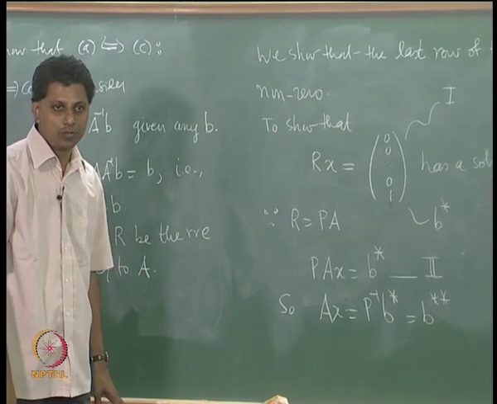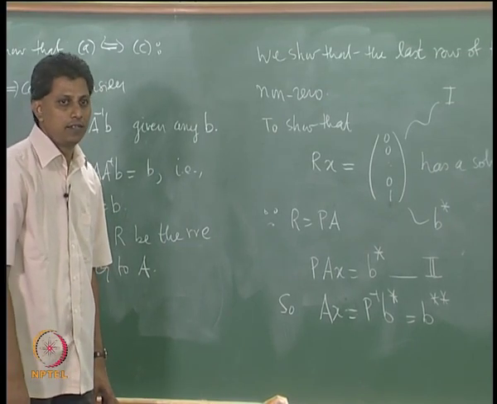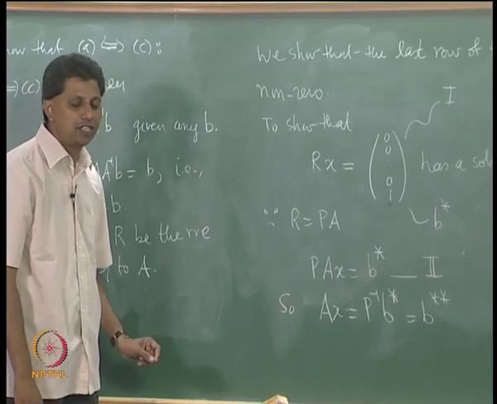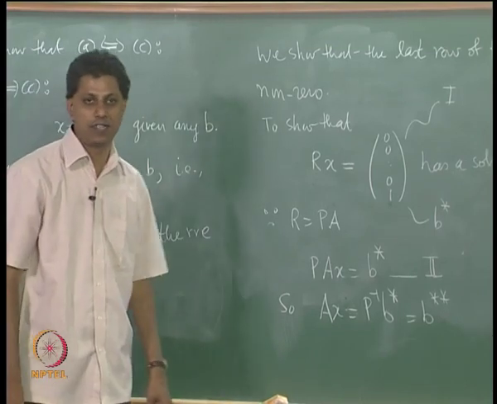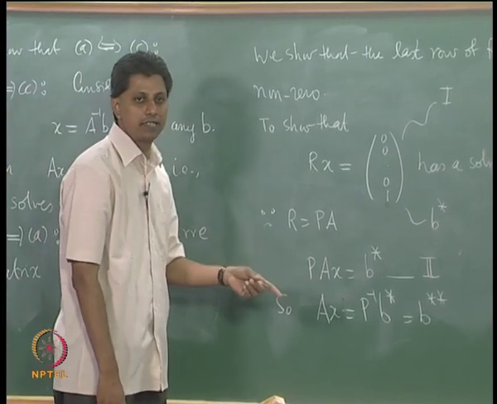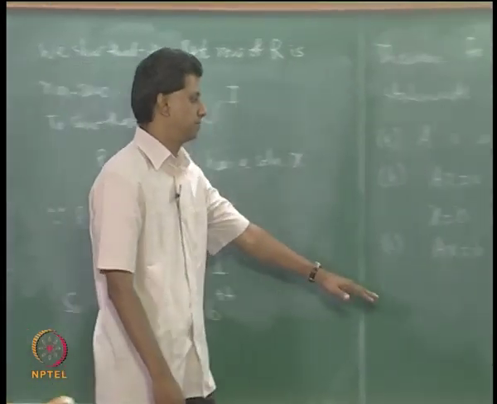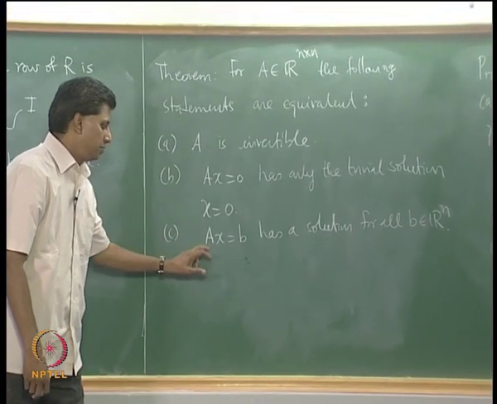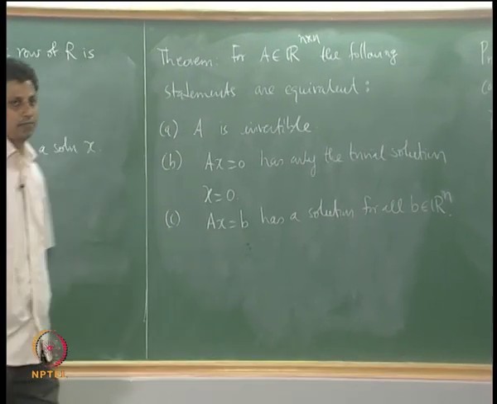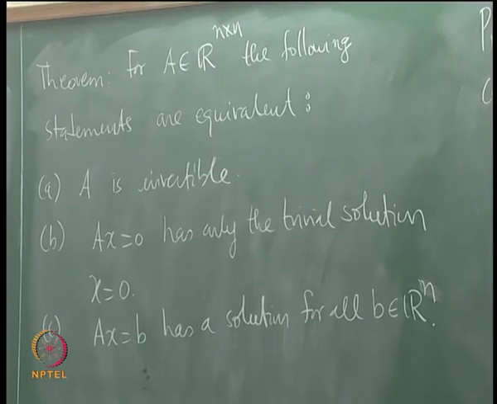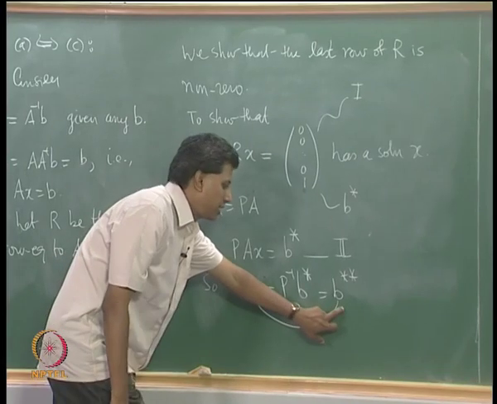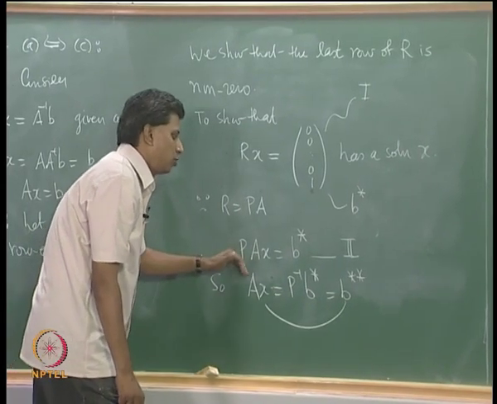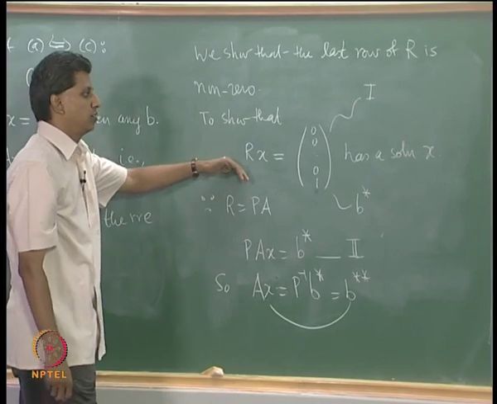Does this system have a solution? I have till now not used the fact that condition C holds. So I will use that here. Condition C holds. So whatever be the right hand side, the system AX equal to B has a solution. AX equal to B double star this time has a solution X. So system 2 has a solution. So system 1 has a solution.